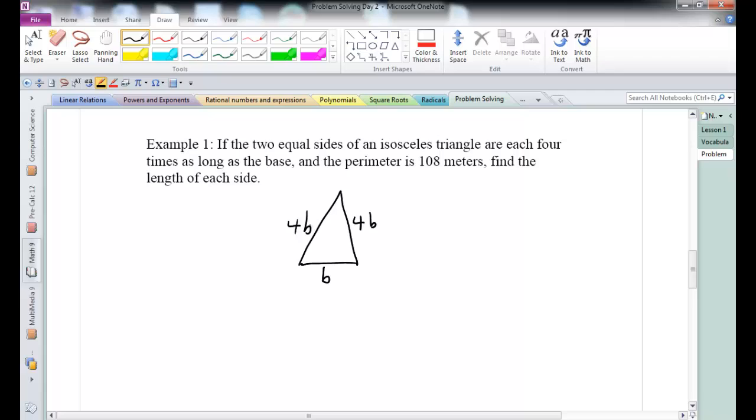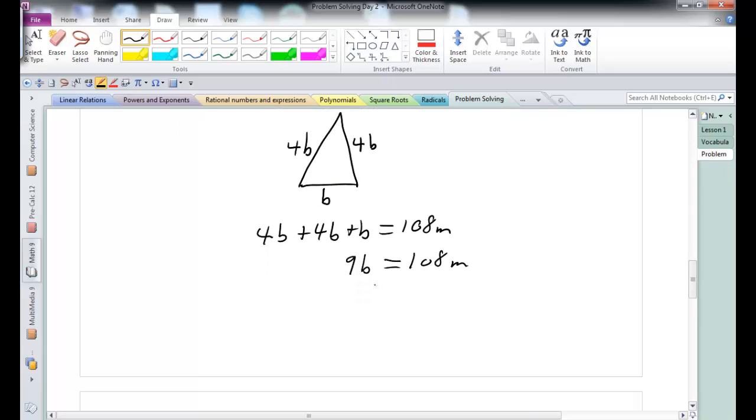Well, you can see once you've drawn a diagram like that, that it's fairly easy to come up with the algebraic equation. The perimeter is the 3 sides added up, and so we're going to set it up like this. 4b plus 4b plus b equals 108 meters. You can see we're going to have 9b when we collect up like terms equals 108 meters. Divide both sides by 9, and we'll have b equals 12 meters.